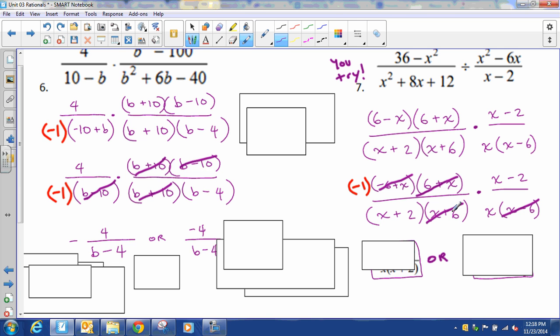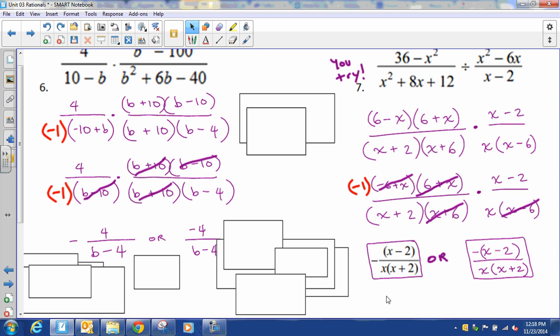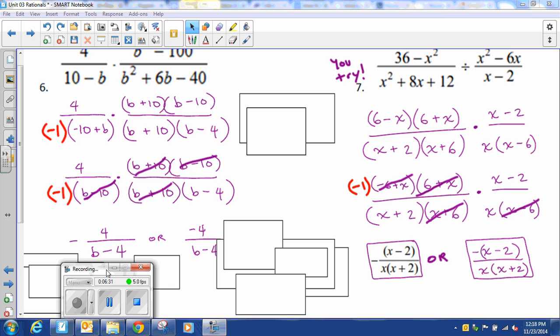And finally, we are left with x minus 2 over x plus 2, but we still have this negative sign over here. So we see how it's expressed as a negative fraction of x minus 2 over x times x plus 2, or we can float the negative sign up to the numerator: negative quantity x minus 2 over x times x plus 2. We rarely see the negative sign down in the denominator. It usually floats up to the fraction bar or the numerator. And there you have it. That's the lesson, the negative 1 method. Good luck to you.